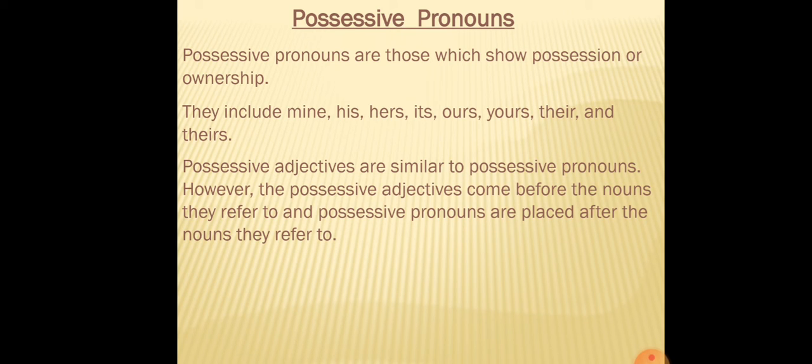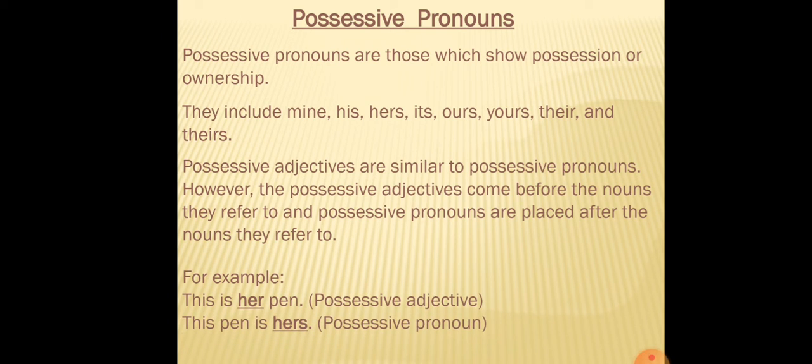Let's see one example. This is her pen. Here, her is referred to as a possessive adjective because it is followed by a noun. This pen is hers. Here, hers is called a possessive pronoun because here the noun is before the pronoun.